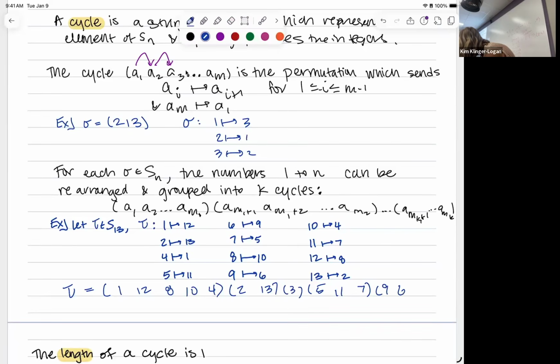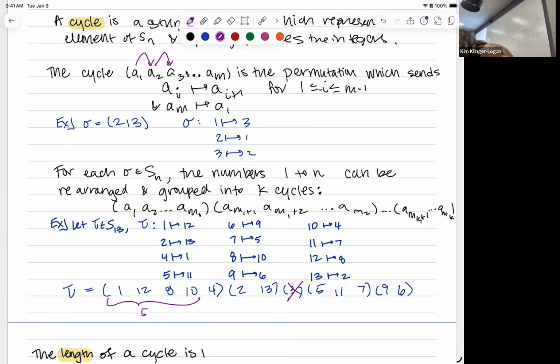9 goes to 6, and 6 goes to 9. Did I miss anybody else? I think we got them all. Okay, good. So up to you whether or not you want to include the fixed cycle that I just completely forgot to write down. But here is an example.